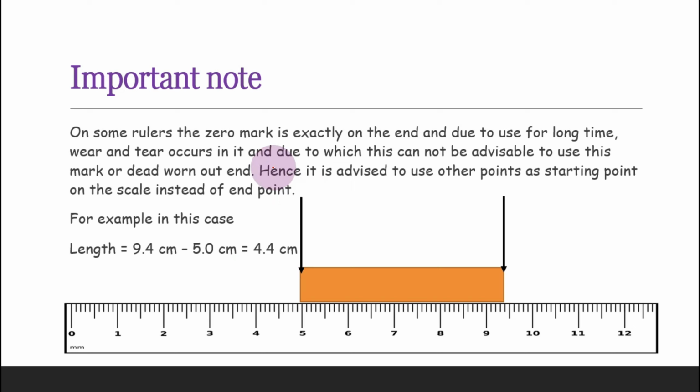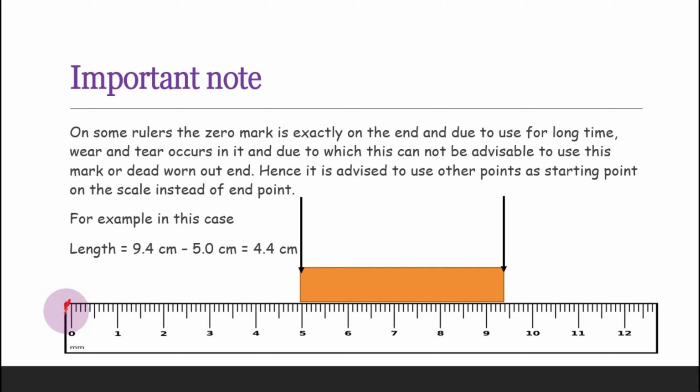Now there is another important thing. Sometimes the ruler which you use has this end broken down, so that will also cause an error. And sometimes the first mark over here is 0, so we say that on some rulers the 0 mark is exactly on the end. It is not in this case, but if the 0 starts from here and it is worn out and damaged, then this will cause an error as well.